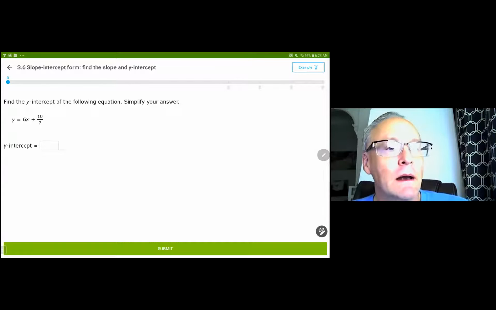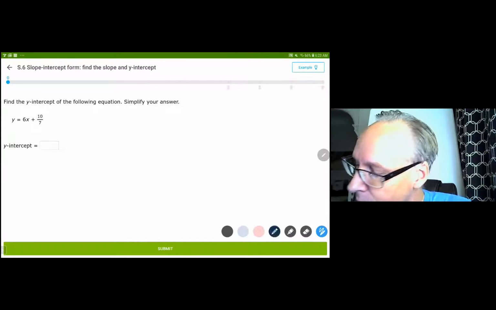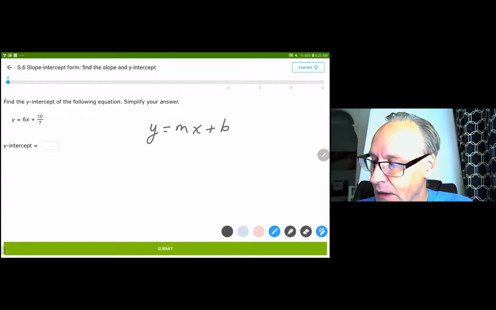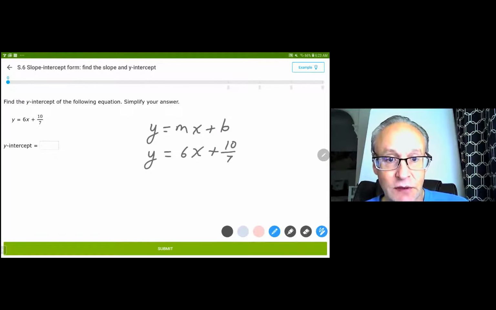All right, here's the problem. The slope-intercept form of a linear equation is y equals mx plus b. And that's not the problem. And we have y equals 6x plus 10 over 7. Now, the reason that people are going to have trouble with this is that they're going to think, well, the 10 over 7 is a fraction, so that must be the slope, and the 6 must be the y-intercept. That's not the case.